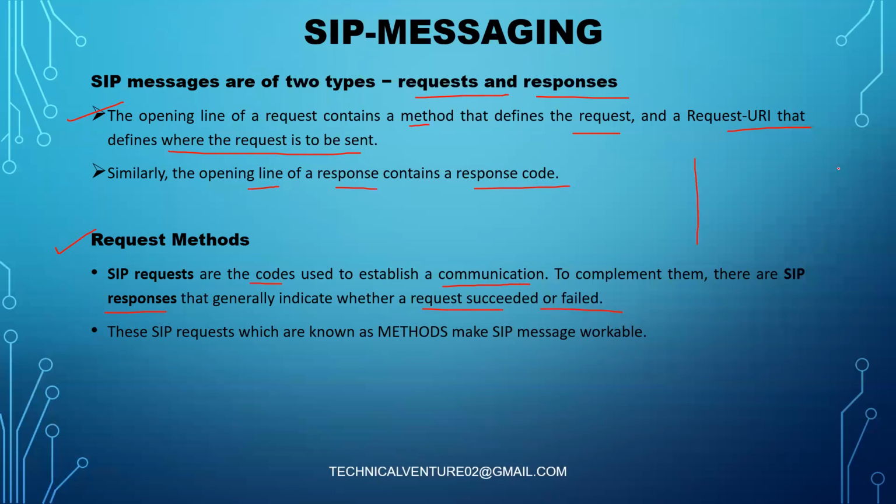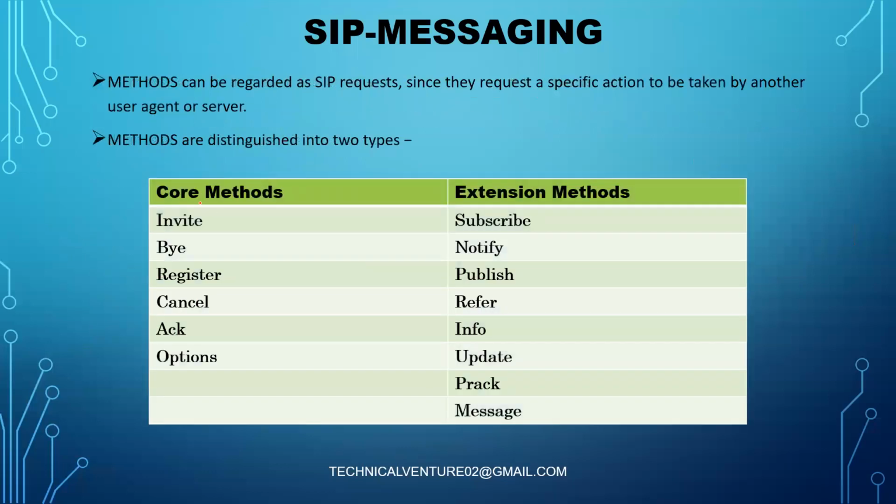Just like this one, you have two parties. If one request is coming from this point to this point, then the other party should respond with something, so that the calling party knows that my message has reached and succeeded, it has not failed. These SIP requests, which are known as methods, make SIP messaging workable. Now you can see methods.